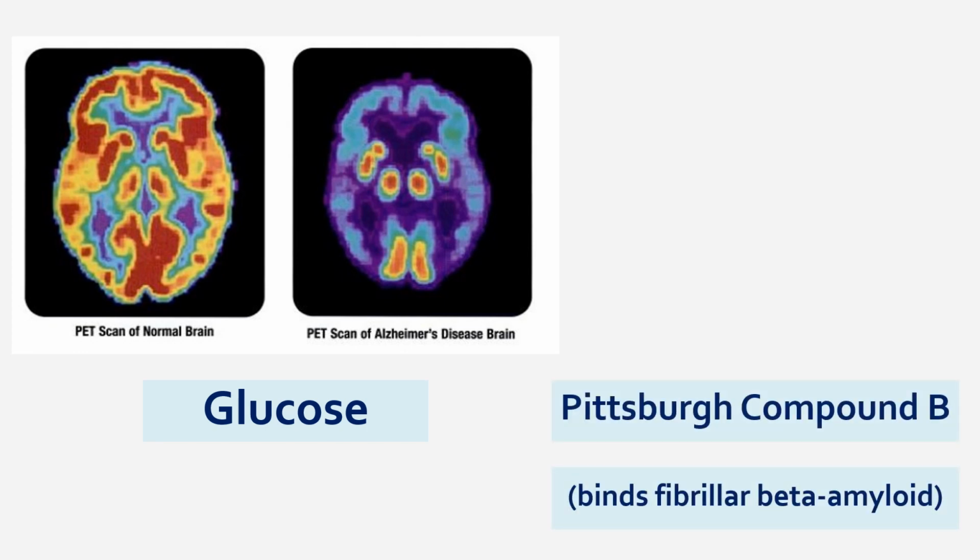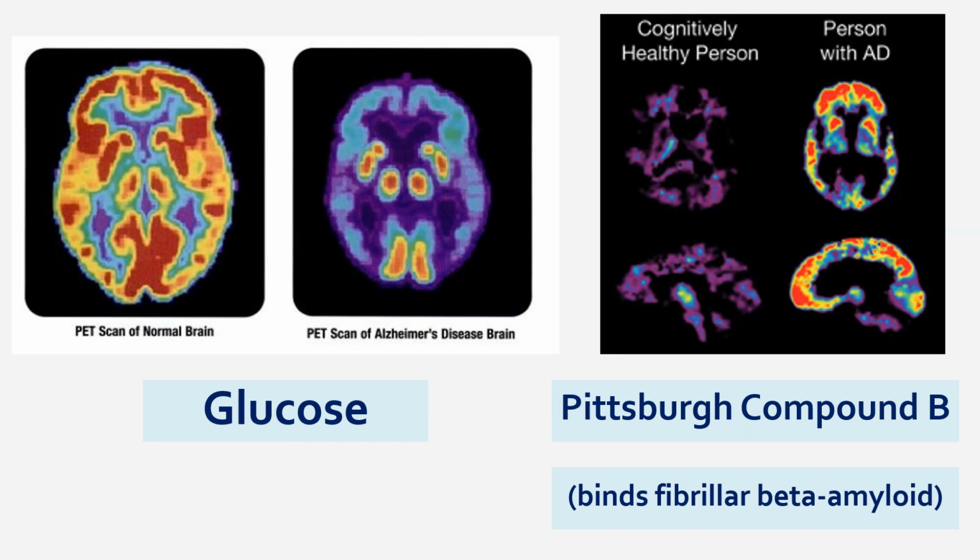We can also use much more specific radiolabeled tracers. I'm going to show you an example of studies using Pittsburgh compound B. This is a compound which binds the fibrillar version of beta amyloid. Beta amyloid, the fibrillar version of it at least, is a principal component in the plaques that are seen in patients with Alzheimer's disease. On the left-hand side, then, you can see now a cognitively healthy person, and on the right-hand side, a patient with Alzheimer's disease. This time, the patient with Alzheimer's disease has their brain lit up by the radioactive tracer because it's binding to the plaques that are characteristic of Alzheimer's disease.